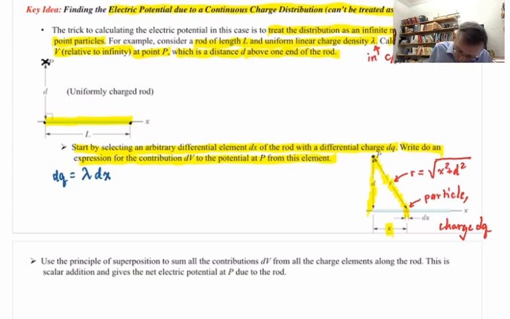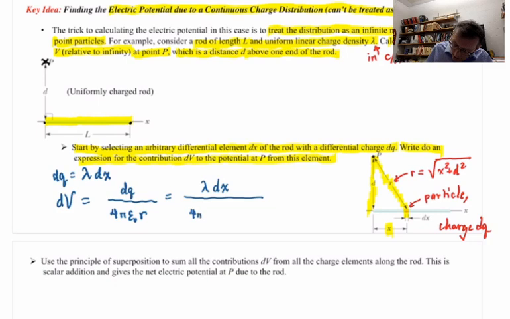Now the contribution to the potential from this little piece, we'll call it dV, at point P, would be, now you get to treat that little piece as a point particle. So it's the charge of that little piece, dq, over 4 pi epsilon 0, and then r representing the distance from dq to point P. Then just write dq as lambda times dx, and write r as the square root of x squared plus d squared. And we've done our first big step.